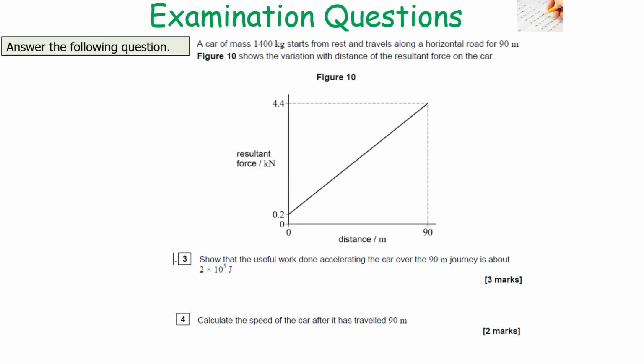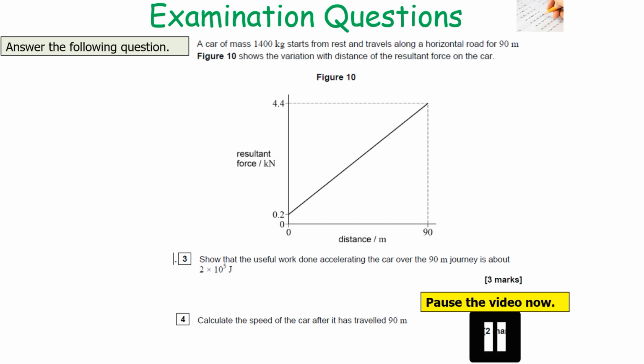Right, our next question says, for the same particular graph, show that the useful work done accelerating the car over the 90-meter journey is about 2 times 10 to the 5 joules. Then calculate the speed of the car after it has travelled 90 meters. So pause the video now, then unpause the video when you want to go through your answer.